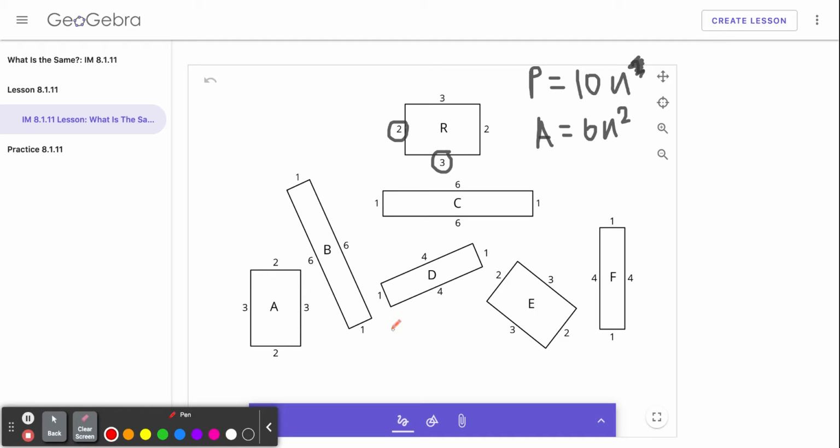Okay, and D, we already said the perimeter was 10 units because we add all the side lengths, but the area would be 4 times 1, which would be 4 square units. And this was for D.